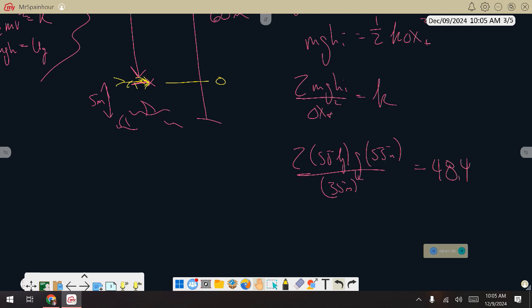What would the units on that be? So it should be 2 times 55 times 9.8 times 55, divided by 35 squared. Oh, I didn't put squared. Yeah, I figured you did. All right, this is 44.